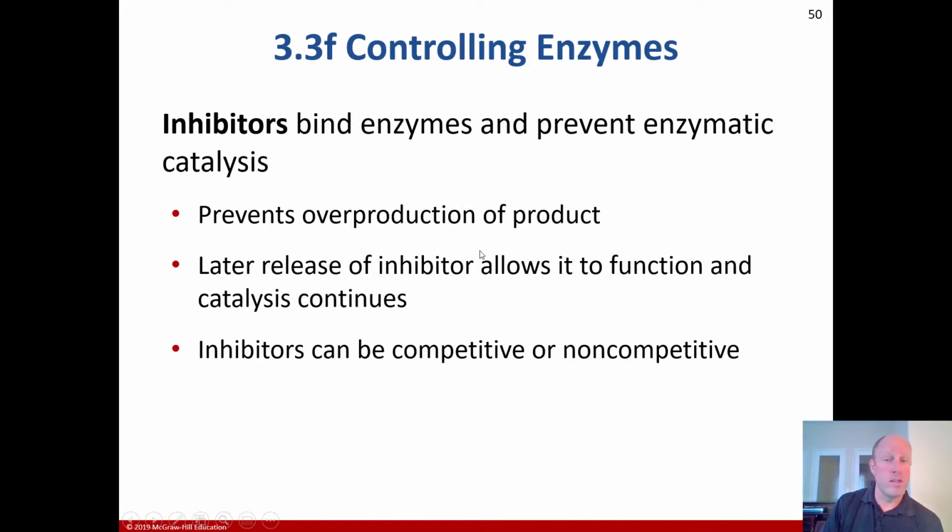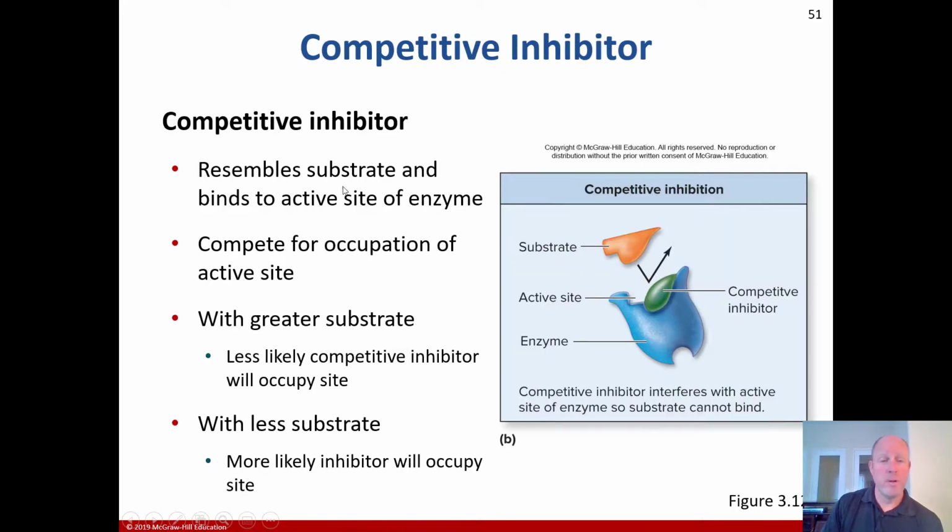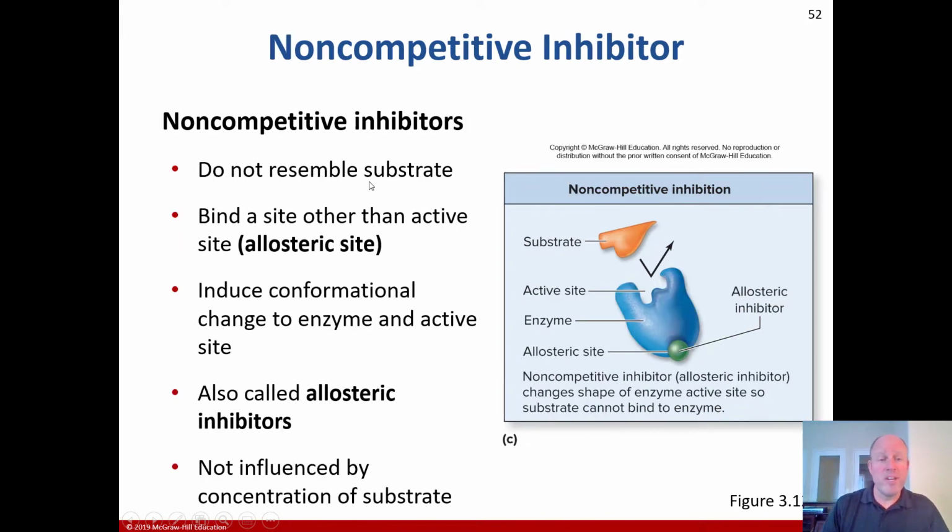Inhibitors can be competitive or non-competitive. A competitive inhibitor resembles a substrate and binds to the active site of the enzyme. It competes for occupation of an active site, and with greater substrate, it's less likely the competitive inhibitor will occupy the site, right? With greater substrate in the system, the competitive inhibitor does not need to be so competitive, if you will. With less substrate, the inhibitor is more likely to occupy the site, and you'll have competitive inhibitors looking for sites to bind with.